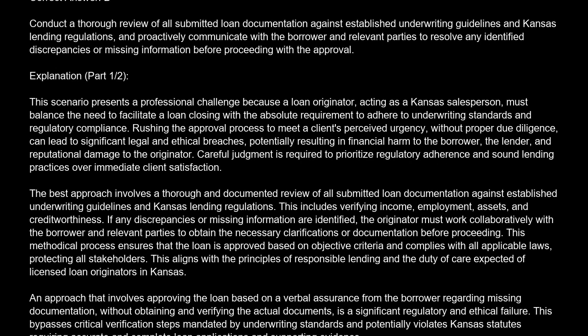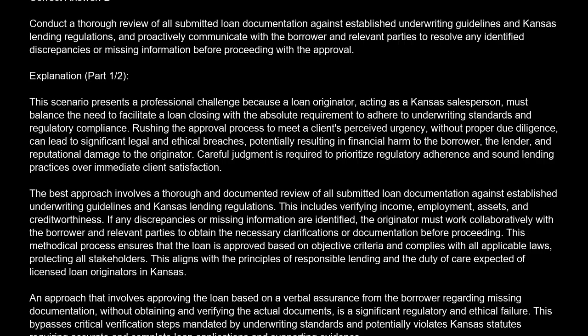The correct answer is B. Conduct a thorough review of all submitted loan documentation against established underwriting guidelines and Kansas lending regulations, and proactively communicate with the borrower and relevant parties to resolve any identified discrepancies or missing information before proceeding with the approval.